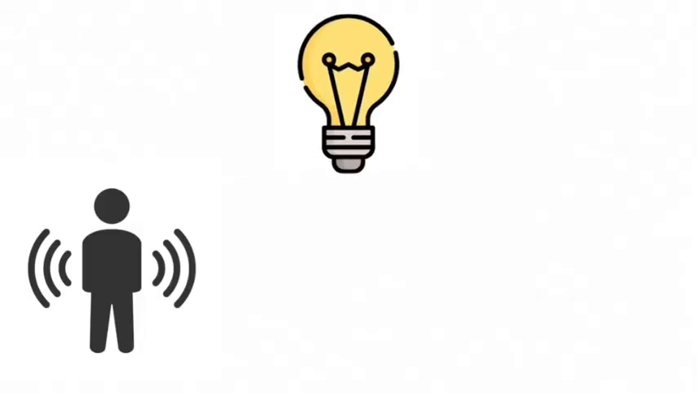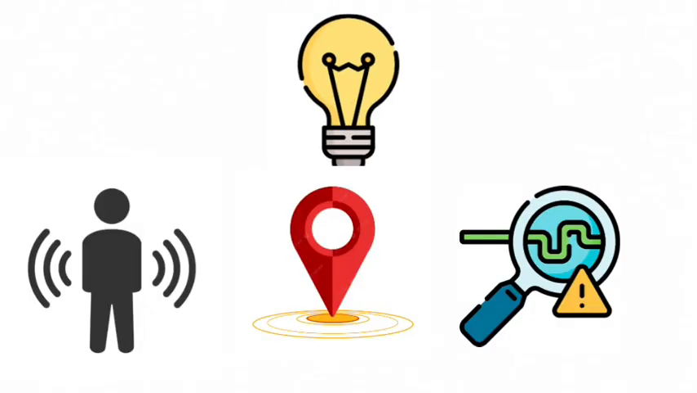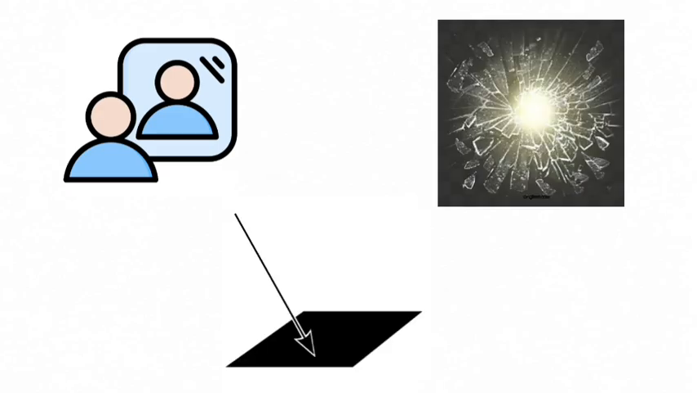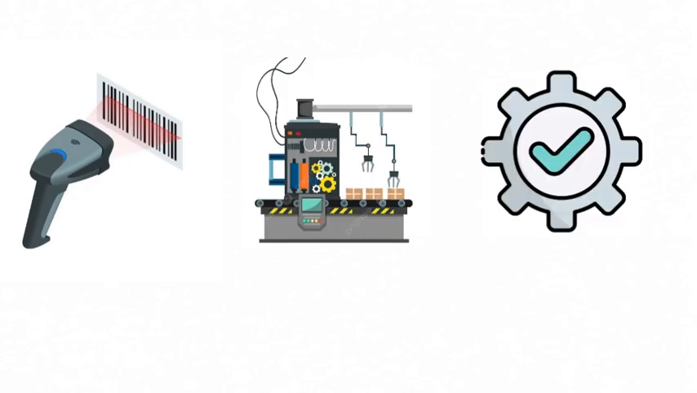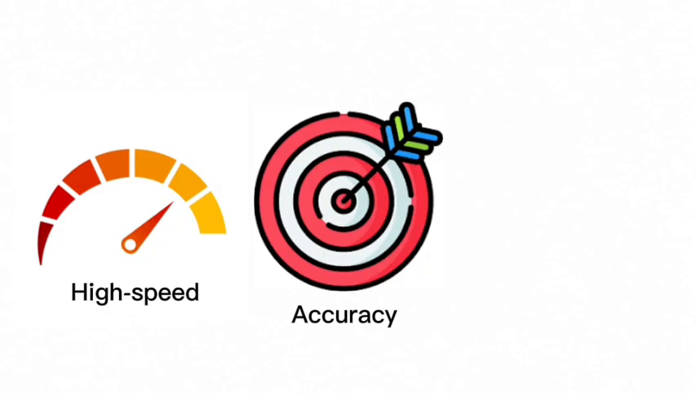Optical sensors use light to detect the presence, position, or characteristics of an object. They operate by analyzing reflected, interrupted, or absorbed light beams. These sensors are commonly found in barcode scanners, manufacturing equipment, and quality control systems. Optical sensors are valued for their high speed, accuracy, and reliability. Because they can detect very small changes, they are widely used in applications where precision is essential.